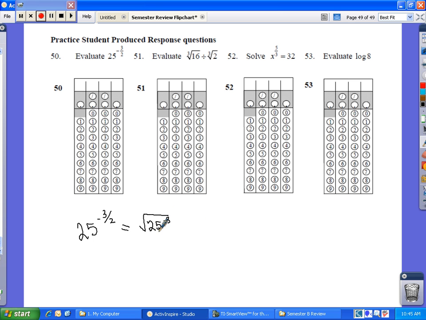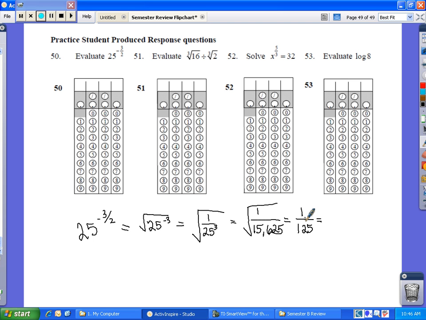Okay, so if you take 25 to the -3 power, that's actually going to be the square root of 1/25 cubed. So you have to first cube 25. If I cube 25, I'm going to get the square root of 1/15,625. Now, I could then take the square root of both of those. If I take the square root of 1, that's 1. If I take the square root of 15,625, that's 125. Then 1/125, I'm going to get it.